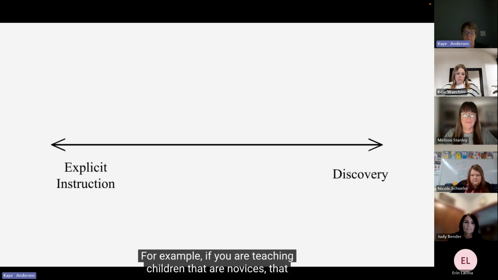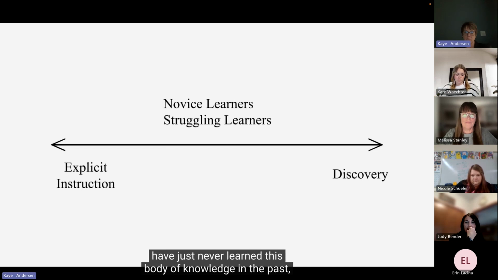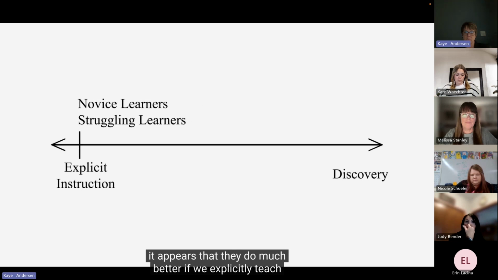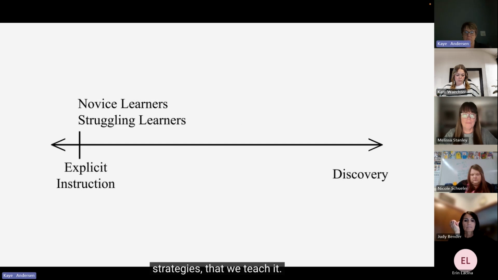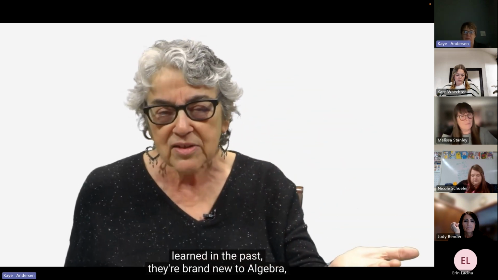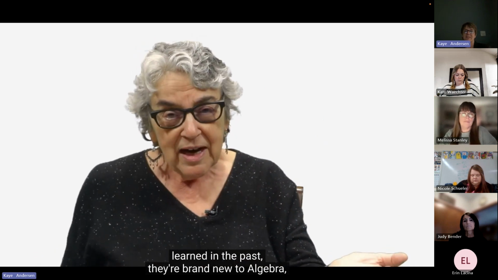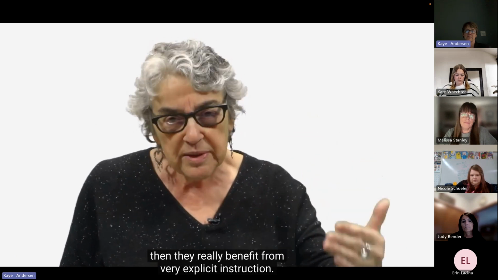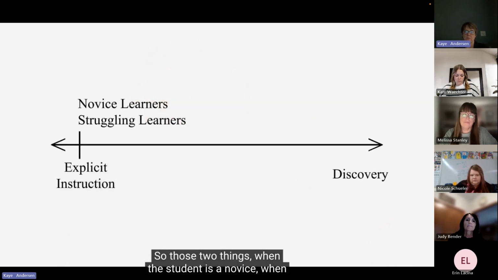For example, if you are teaching children that are novices, that have just never learned this body of knowledge in the past, it appears that they do much better if we explicitly teach them the information, whether it's knowledge or skills or strategies. If they are brand new to algebra, they are new to decoding of words, then they really benefit from very explicit instruction. So when the student is a novice, when the knowledge is new, explicit instruction would be desirable.